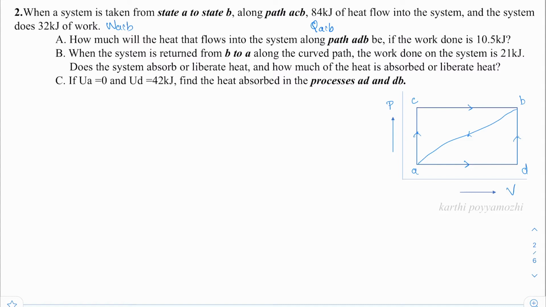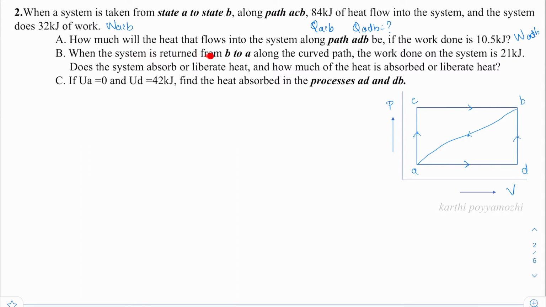That is, we have to find Q of ADB. We have to find the value of Q of ADB, and we have the value of W of ADB, which is equal to 10.5 kilojoule.